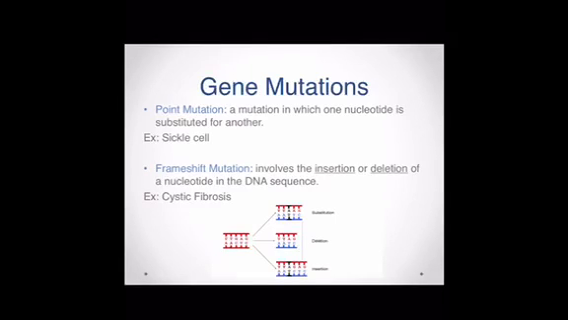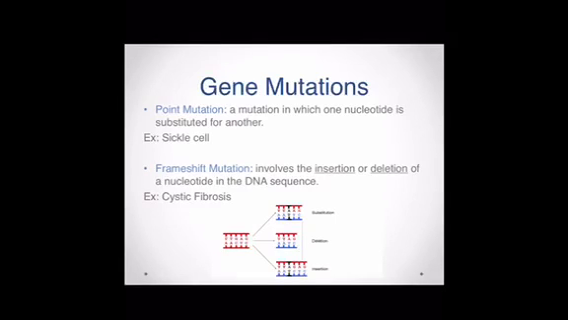Point mutations occur when one nucleotide is substituted for another. That is, an incorrect nucleotide is put in the place of the correct nucleotide. An example of a disease that is caused by point mutations is sickle cell disease.